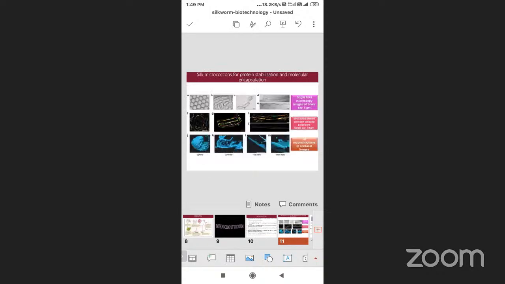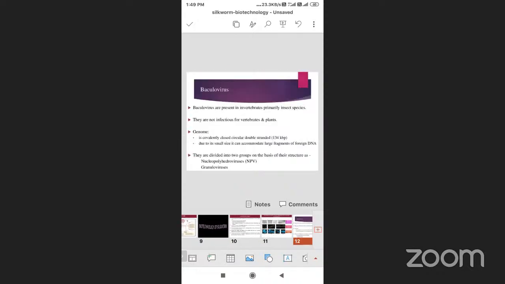See here, very interesting one. These are the different cocoons and the different microorganisms which disturb the silkworm. So one is a virus, the bacterial. The silkworm quantity and quality will be improved by gene modification. We can improve the quantity and quality by gene modification, genetic technologies. For these genetic technologies, we will use the baculovirus. This baculovirus will be used for genetic recombination technologies.